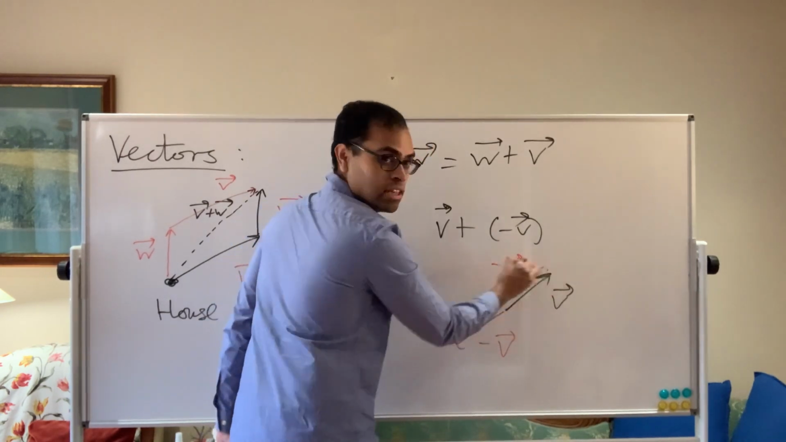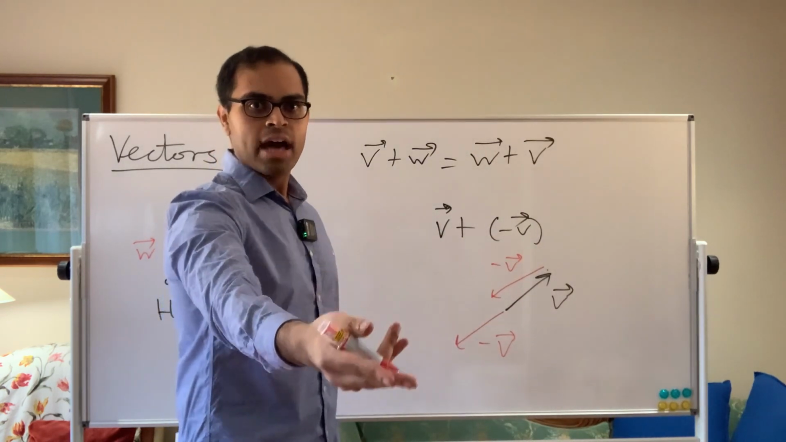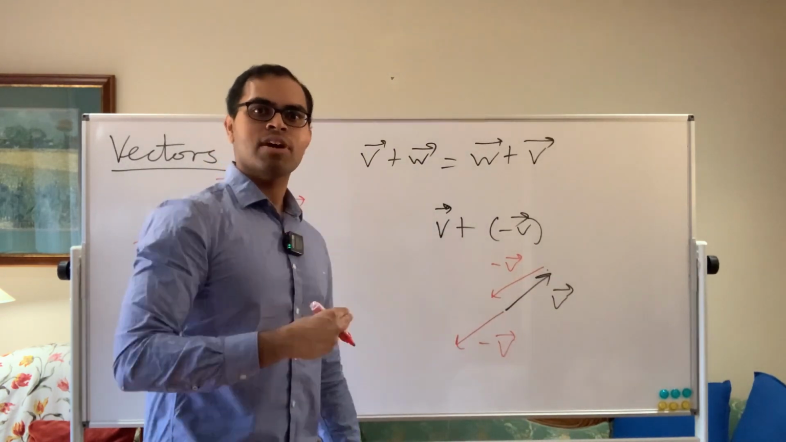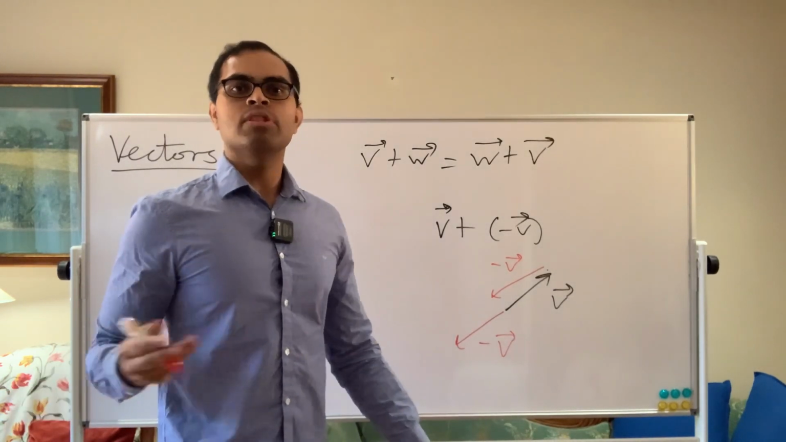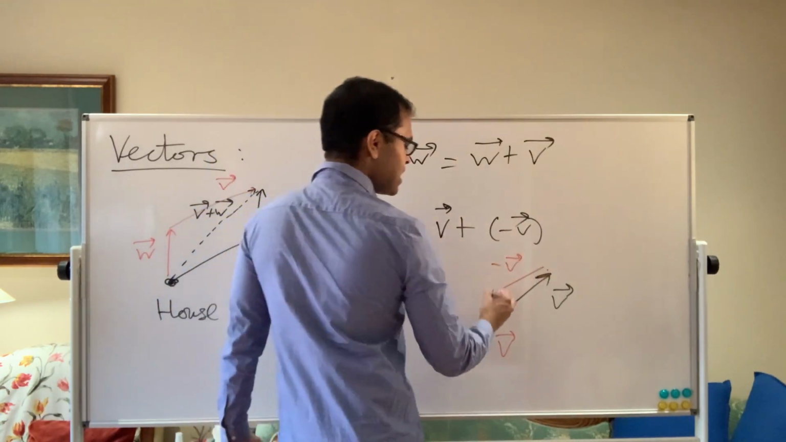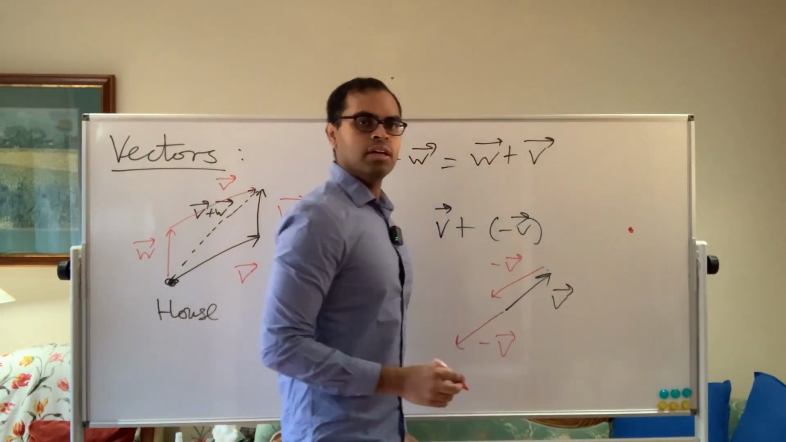So you're going first along the vector v in some direction for some number of steps, say, and then you're going backwards in the opposite direction with the same number of steps. What are you going to do at the end? You're just going to land up in the place you started with. So v plus minus v is going to be a vector that is just a single dot. Okay, just a single dot.